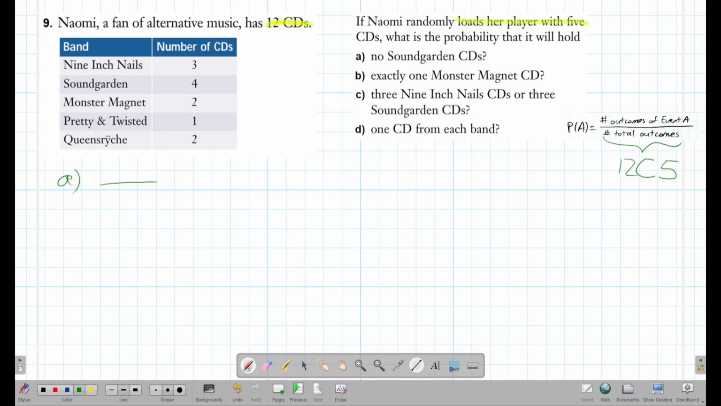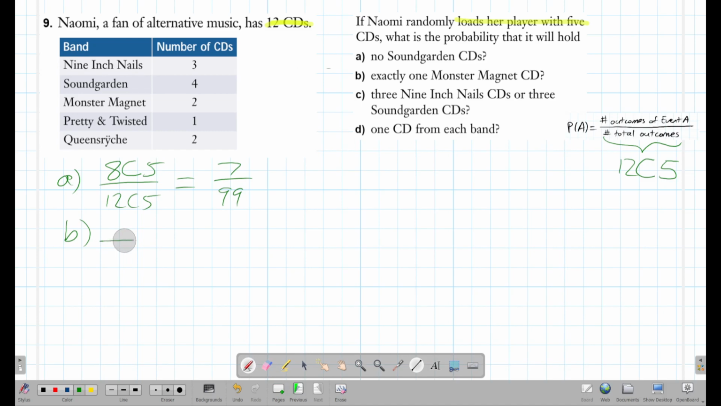Okay, so for A, we know that we have 12C5. And if the player is not going to hold any Soundgarden CDs, then we can't choose any of the Soundgarden CDs, which means that we have 12 minus 4, or 8 CDs to choose from. And of the 8 CDs, we're going to choose 5 of them. So that's going to be our answer for A. If you reduce the fraction down, using your calculator, it's going to be 7 over 99. So that's A.